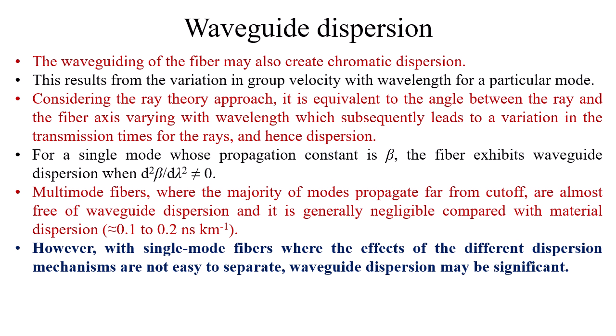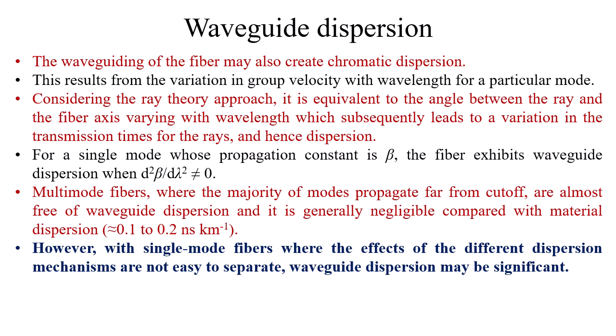Now we consider the waveguide dispersion. The waveguiding of the fiber may also create chromatic dispersion. This results from the variation of group velocity with wavelength for a particular mode. Considering the ray theory approach, it is equivalent to the angle between the ray and the fiber axis varying with wavelength, which subsequently leads to a variation in the transmission times for the ray and hence dispersion.